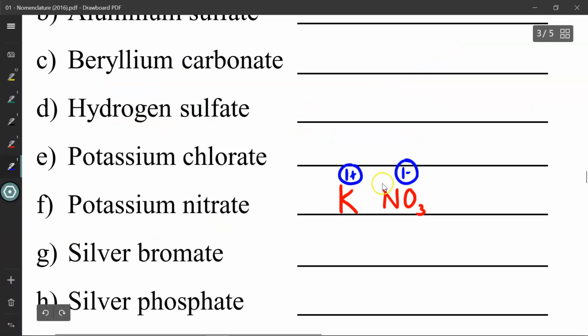So I'm going to get rid of the rough work. And actually there's too much of a gap here. So I'm just going to bring it in a little closer. And so my final formula is potassium nitrate, KNO3.